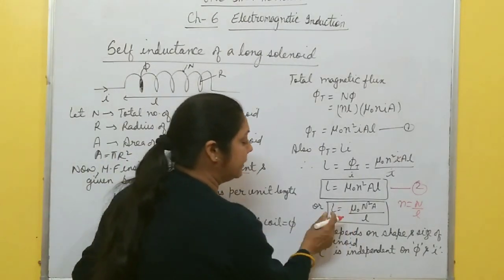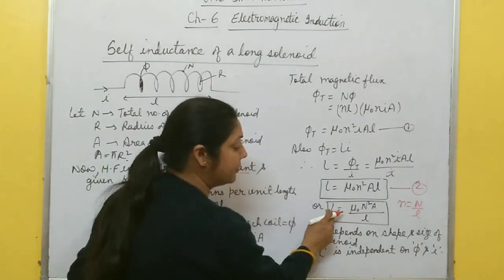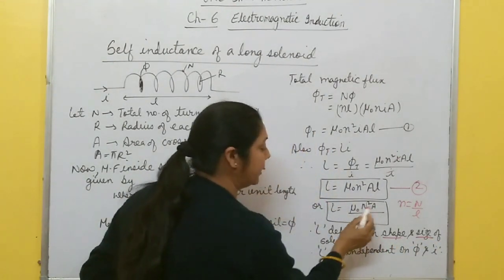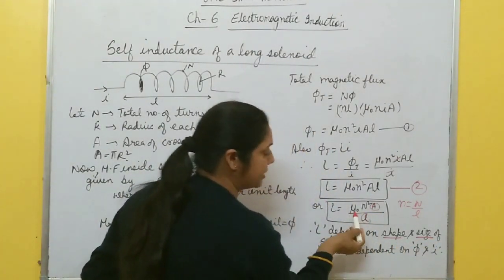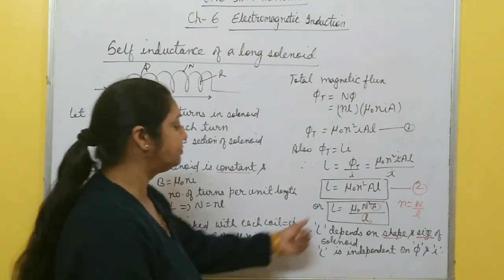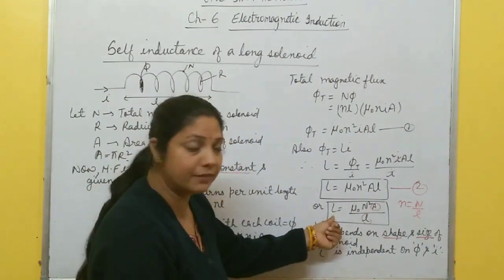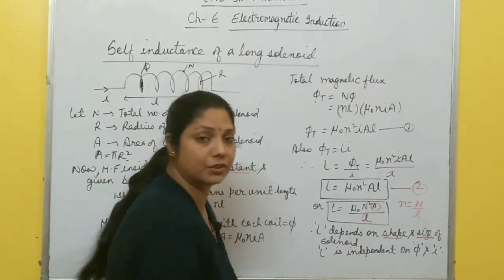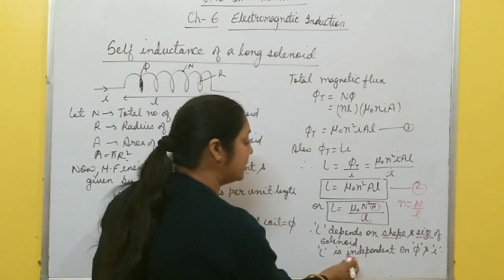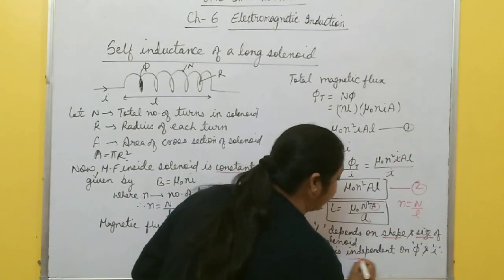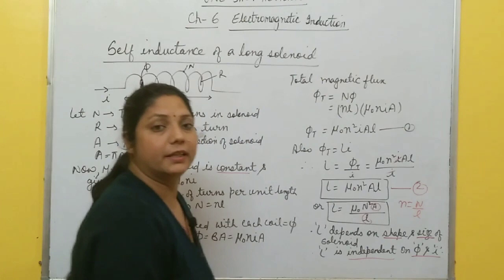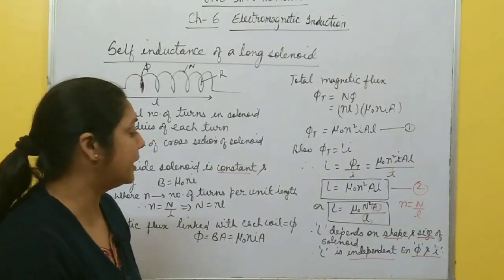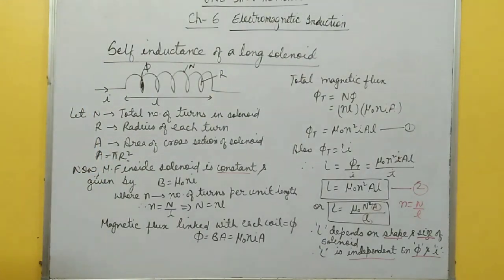From here it's clear that this coefficient of self-induction depends on what? Shape and size of the solenoid. A and L. Mu naught is constant, number of turns is also constant. So this coefficient of self-induction or self-inductance depends on area and length. It means shape and size of the solenoid. It is not dependent on phi and I, on magnetic flux and current. It depends only on the shape and size of the solenoid. So I think it's clear to all of you.